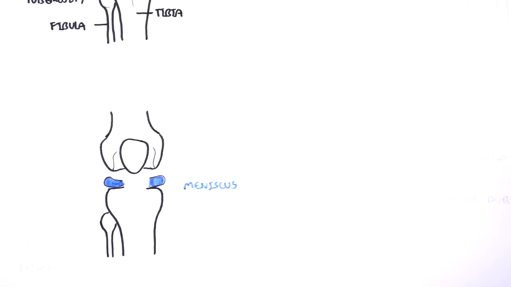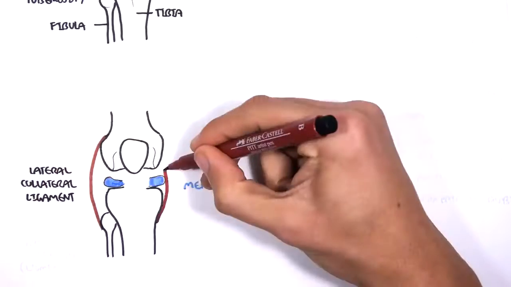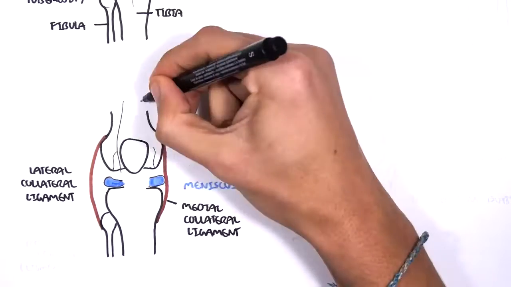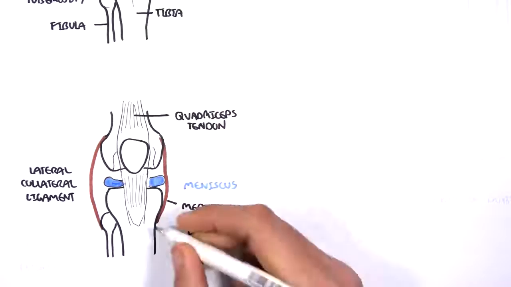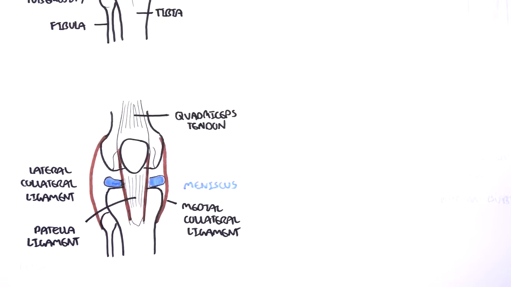The knee joint is further stabilized by many ligaments: the lateral collateral ligament here and the medial collateral ligament here. Here is the quadriceps tendon, which essentially attaches and overlies the patella bone and then forms the patella ligament. The patella ligament runs and attaches to the tibial tuberosity, which, as we discussed earlier, can get inflamed and can undergo microavulsions, which is characteristic of Osgood-Schlatter syndrome.